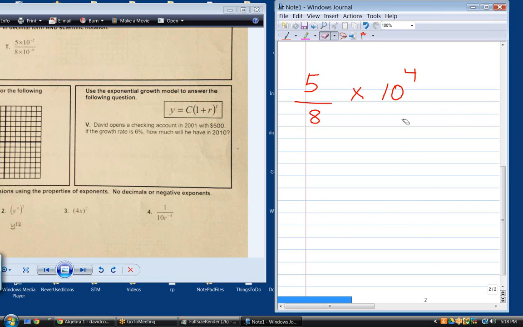Now they want it expressed in scientific notation, and they want it expressed as a decimal. Well, first of all, what's the decimal 5/8? 0.625. Or how about just 0.625? We don't need the leading 0. Okay. So this is the next step. Now, how do I express that in scientific notation?